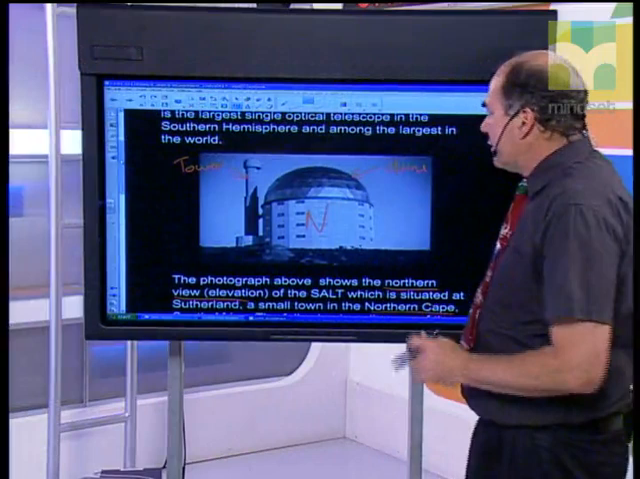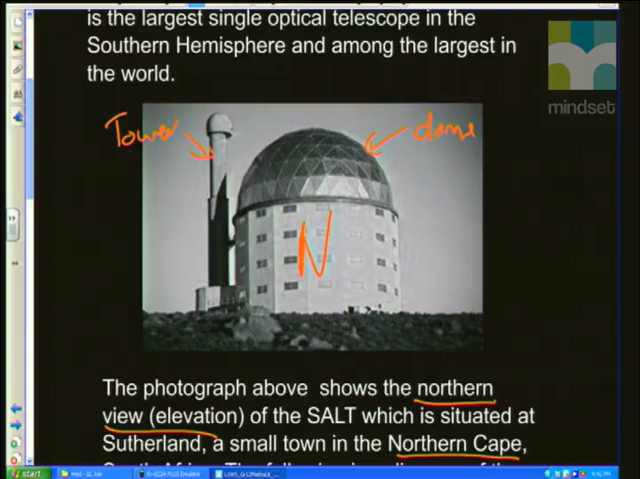Is it on the left? Is it on the right? Is it in the back? Is it in the front? Now, the telescope picture, let's go back to that one. We noticed in the photograph, thanks, Queen, you can go back to your seat, that this tower was on the left-hand side, and we were told that this is the north slope. So remember that. The tower is on the left, and this is the north.